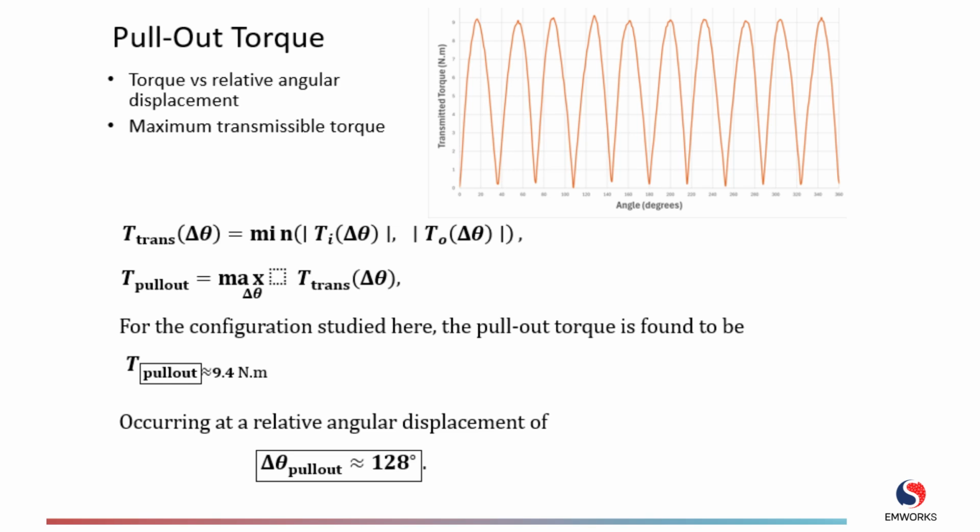The torque angle curve reveals the pull-out torque. This design's pull-out torque is equal to 9.4 Newton meters, occurring at a relative angular displacement of 128 degrees.